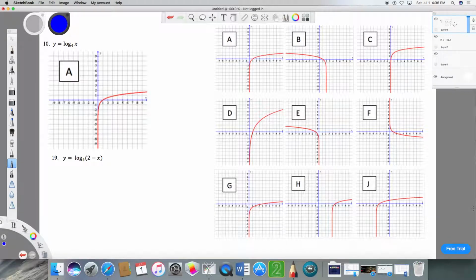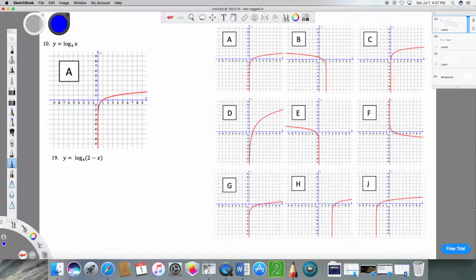Let's take a look at this problem number 19. We are looking at a series of problems that are asking us, given an equation, to match it to its appropriate graph. And really, this is just a review of our function transformations, but on a new function that we hadn't learned before, and that's this logarithmic function.